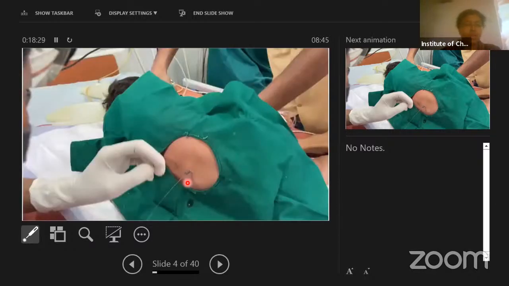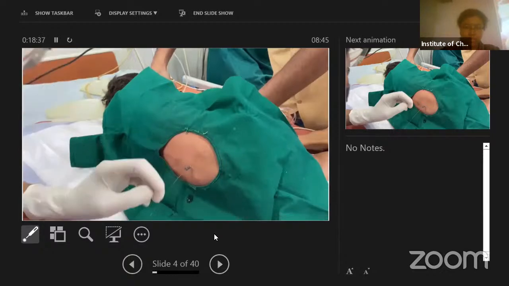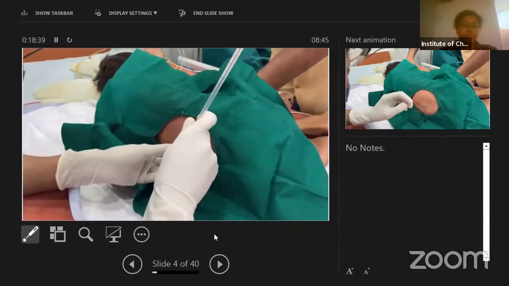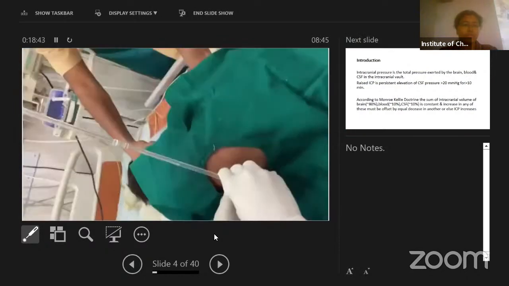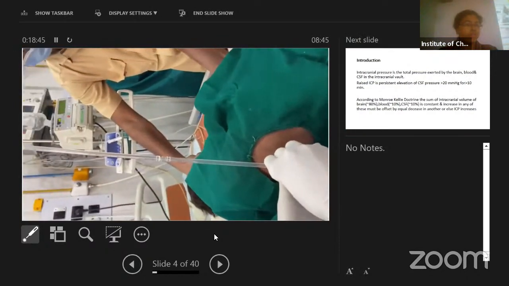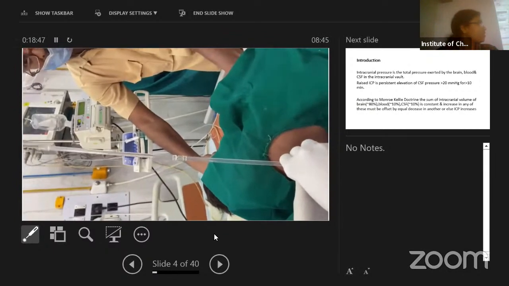At the PICU, CSF manometry was done, and it was found to be raised ICP. This is the CSF manometry.